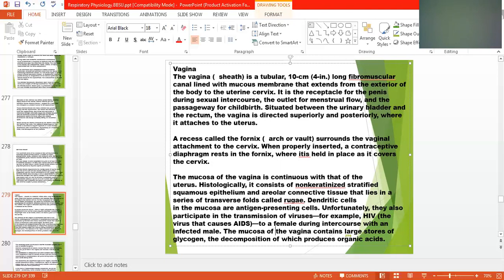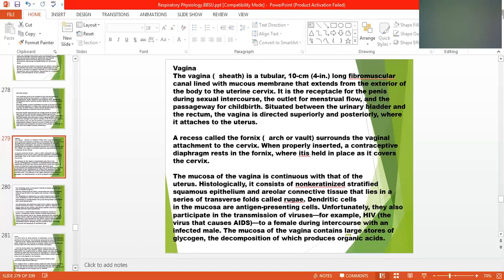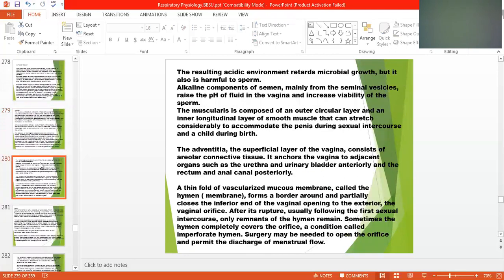The mucosa of the vagina contains large stores of glycogen, the decomposition of which produces organic acid. So the vagina is acidic in nature. It protects from external infection also. The resulting acidic environment retards microbial growth, but it is also harmful to sperm. The alkaline composition of the semen, mainly from the seminal vesicles, raises the pH of the fluid in the vagina and increases viability of the sperm.